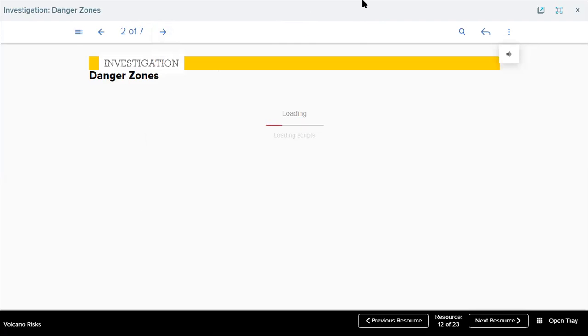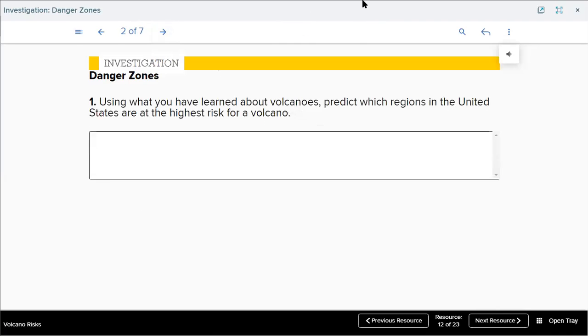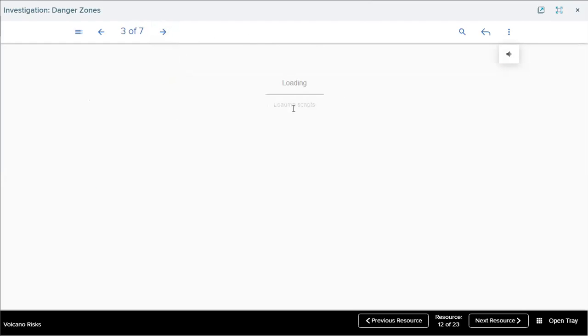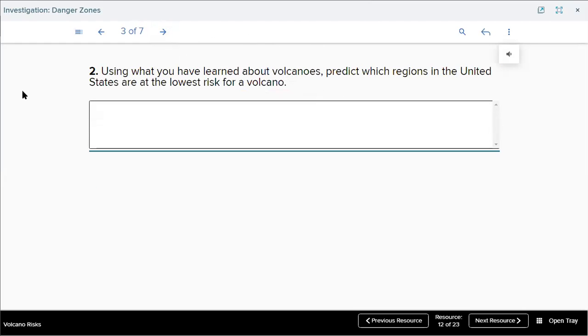Danger zones. Using what you have learned about volcanoes, predict which regions in the United States are at the highest risk for a volcano. Using what you have learned about volcanoes, predict which regions in the United States are at the lowest risk of a volcano. So what about the zones which have the highest risk and lowest risk?